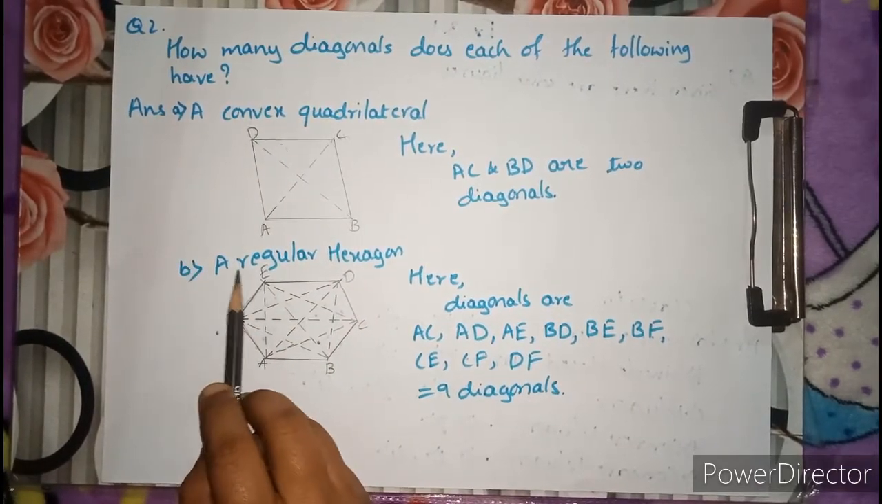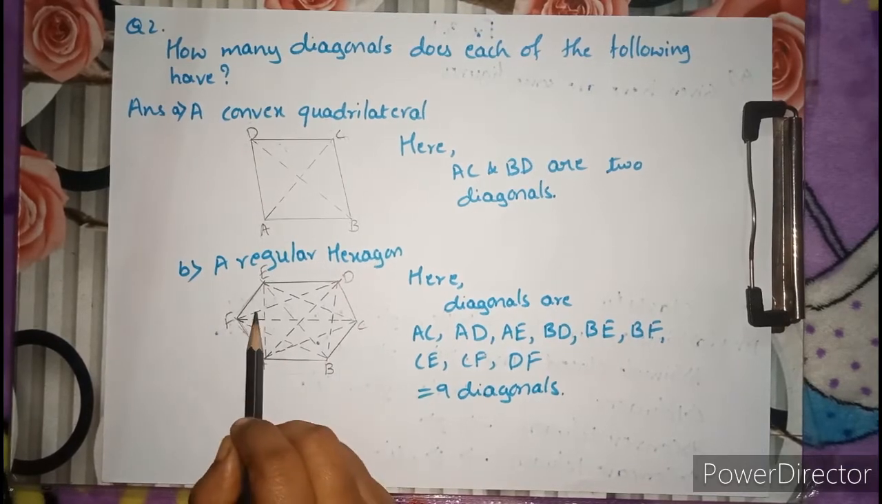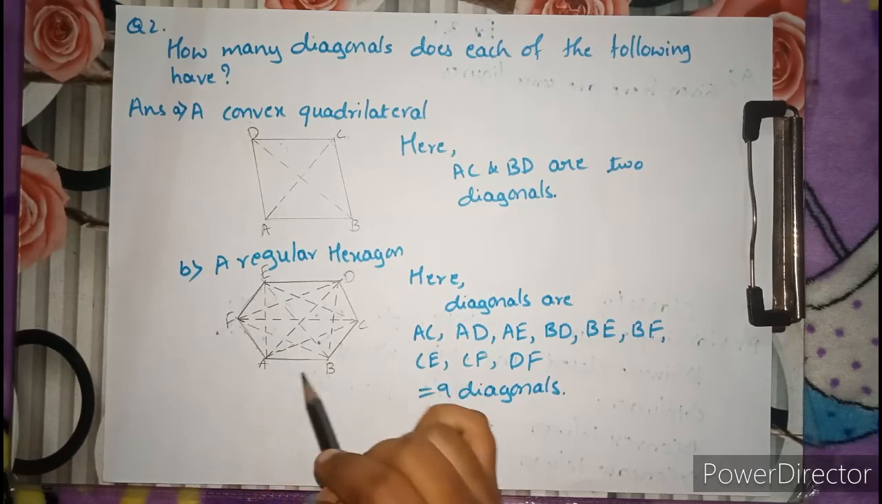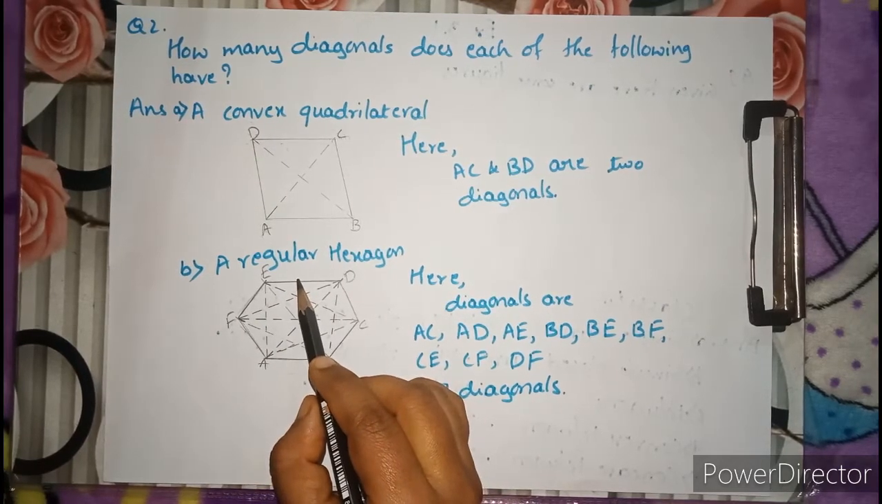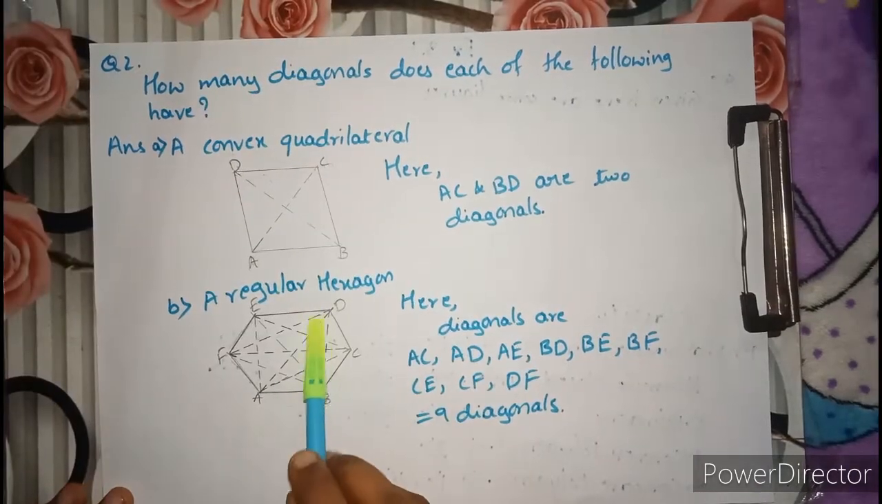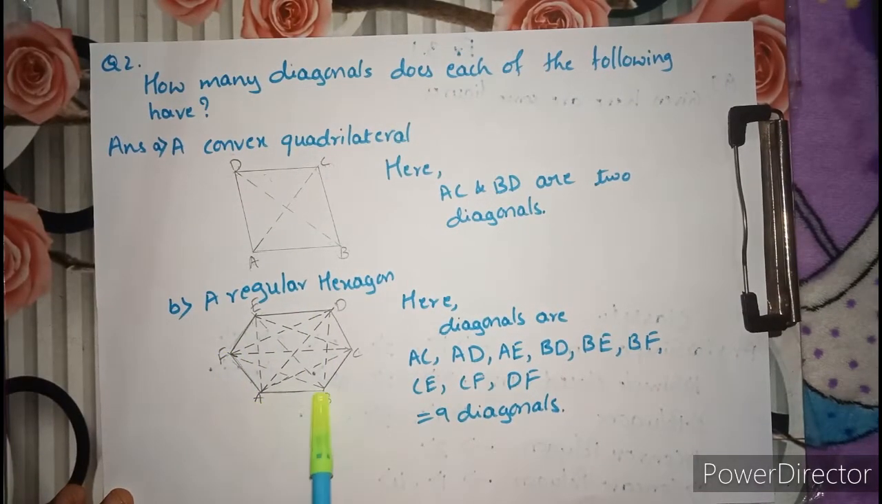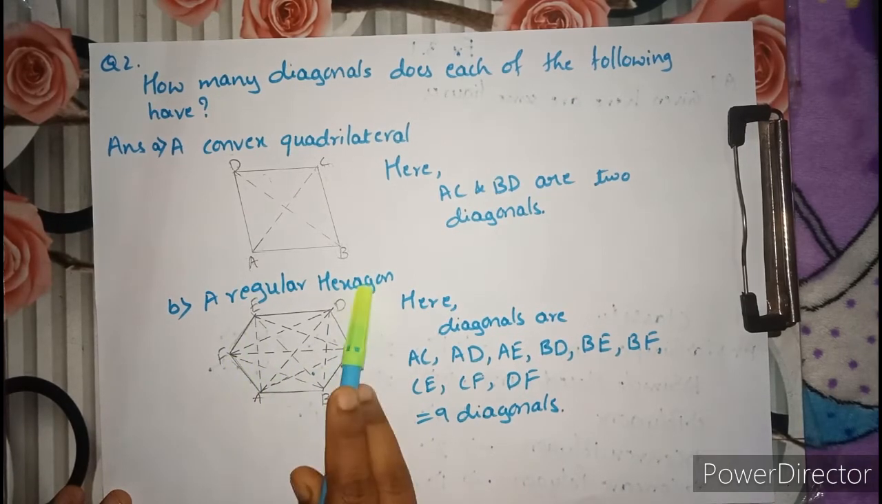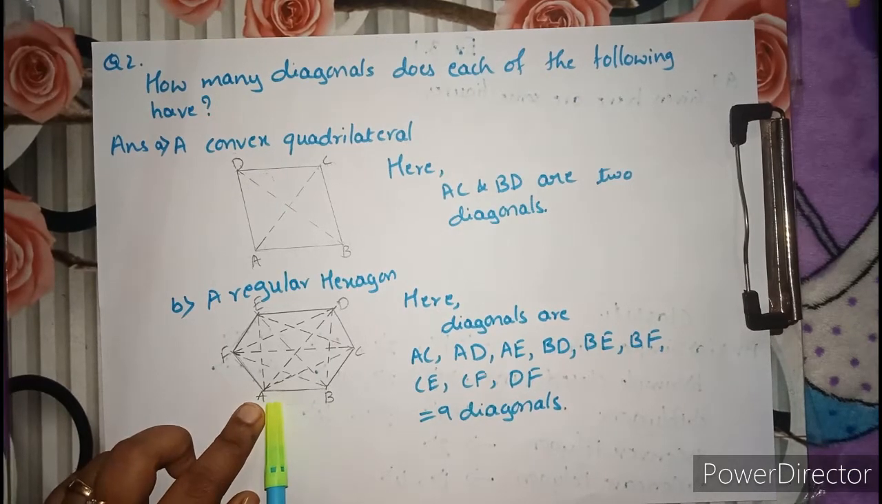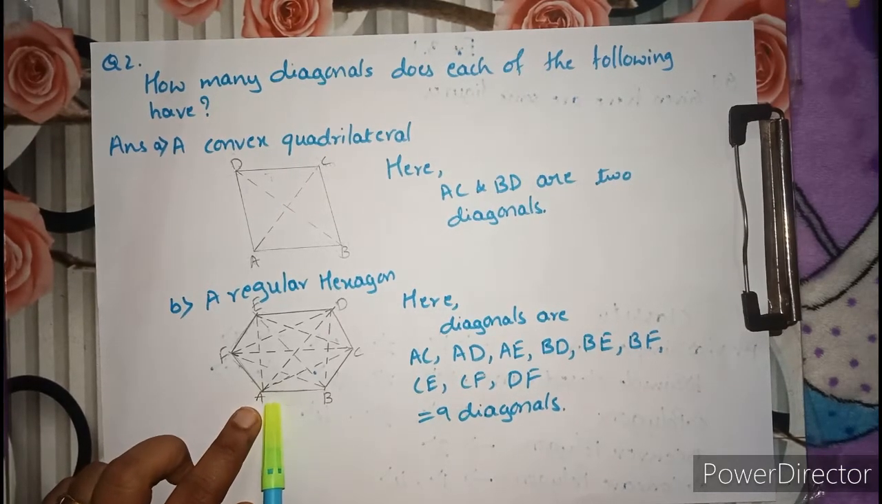Next comes a regular hexagon. Hexa means 6. A 6-sided polygon is called a hexagon. We already learnt in the last video. Please check it out. Okay, hexagon drawn A, B, C, D, E and F. So a 6-sided polygon is called a hexagon. So the hexagon is drawn. Now we have to draw diagonals.